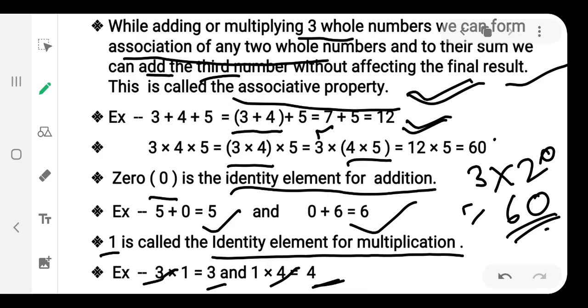It is different for addition. For addition it is 0, but for multiplication it is 1. So I hope these properties are clear to you all. We'll start with the exercise which is based on these properties only.